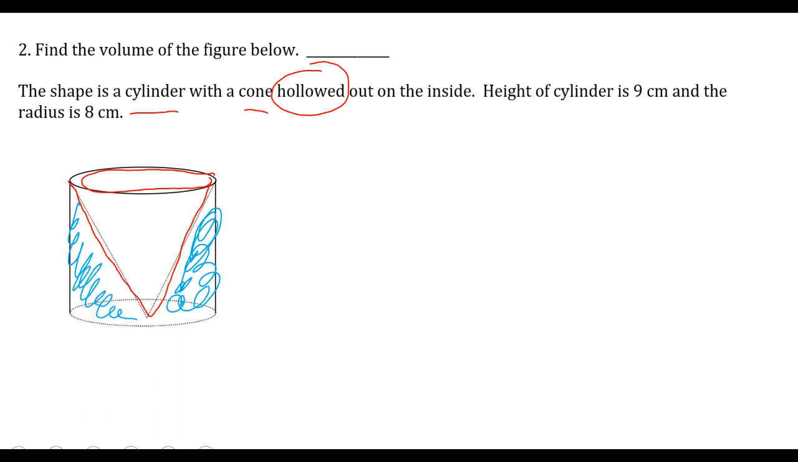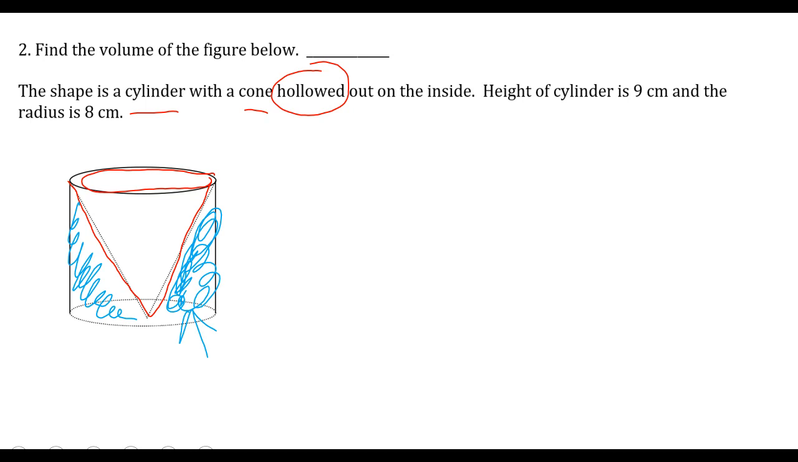Okay, so let's do it. Instead of adding these things together, what we're going to need to do is take the cylinder, because the cylinder is all inclusive of the entire shape. So it's got more volume than the cone. Then we're going to take away the volume of the cone to find the remaining volume. So we're going to subtract the two.